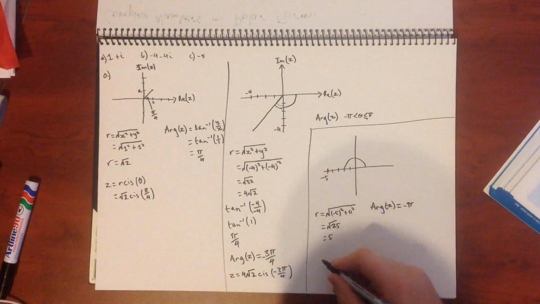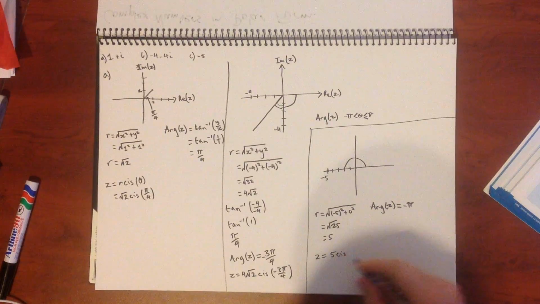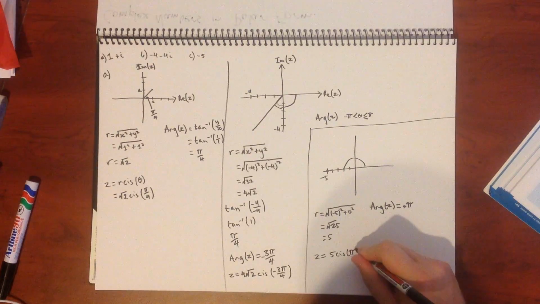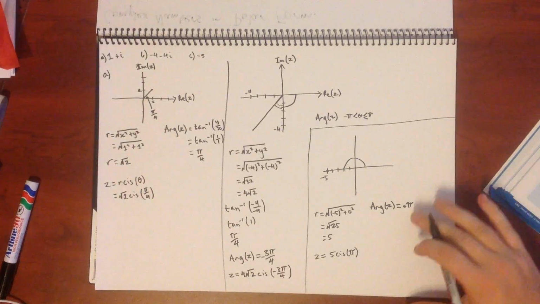Okay, so to finish it off, we get z equals 5 cis, sorry, I'll put negative pi there, cis of positive pi, not negative pi. Okay, so we'll flip over. The next thing we need to look at is going from polar form to rectangular form.